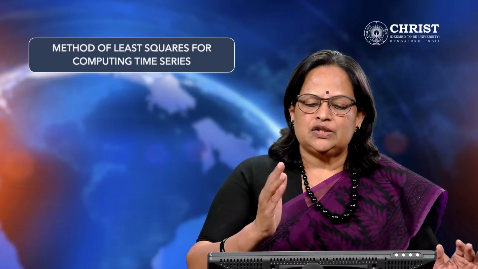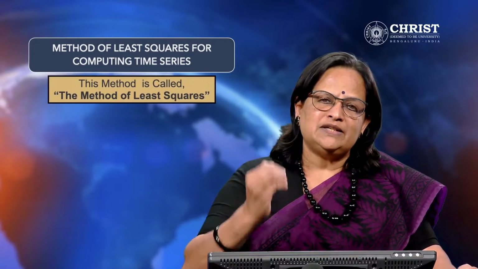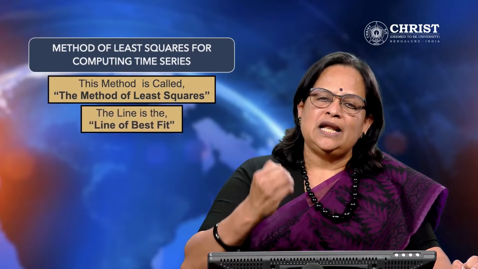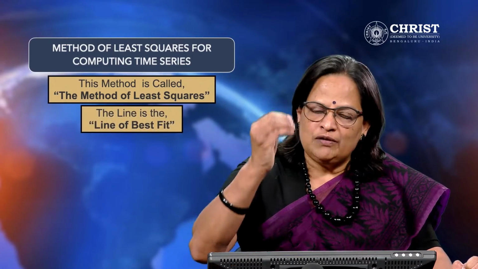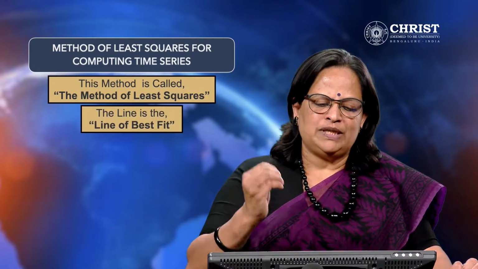This method is called the method of least squares, and I told you this is an important method and it's a very simple method also for computation. This line is called the line of best fit. Whatever computed values we are calling YC, we are calling it the line of best fit.